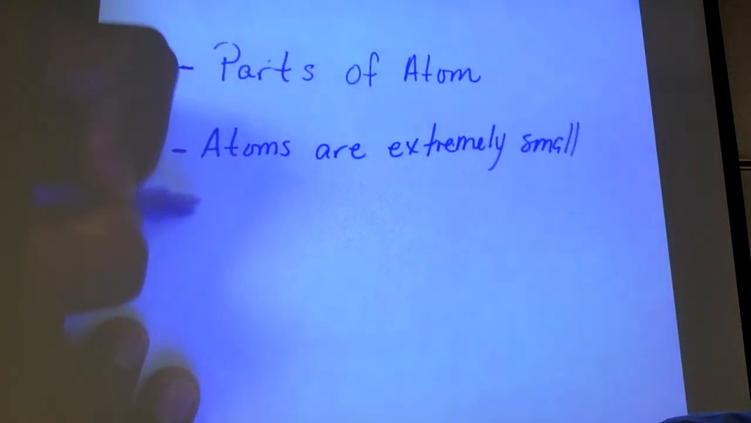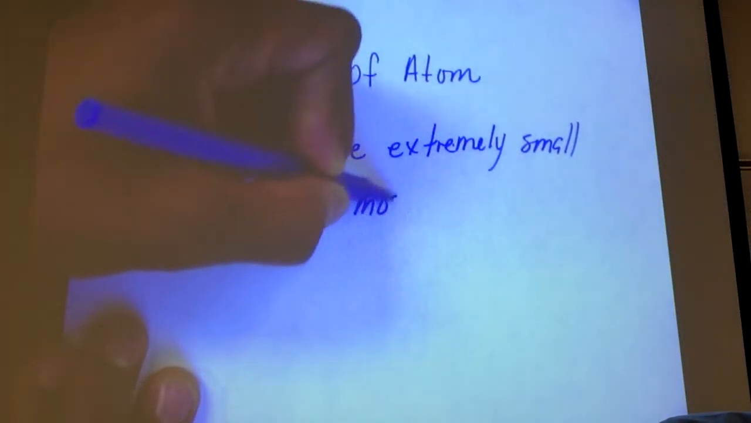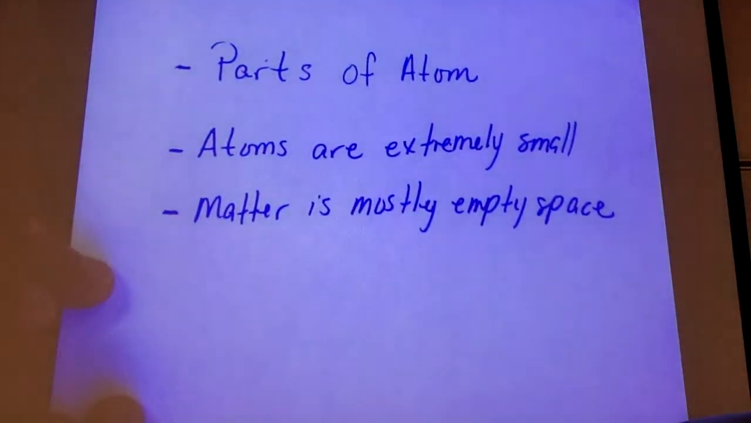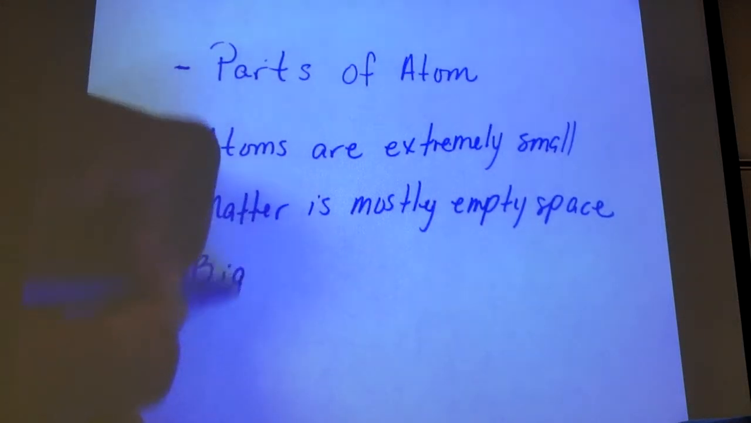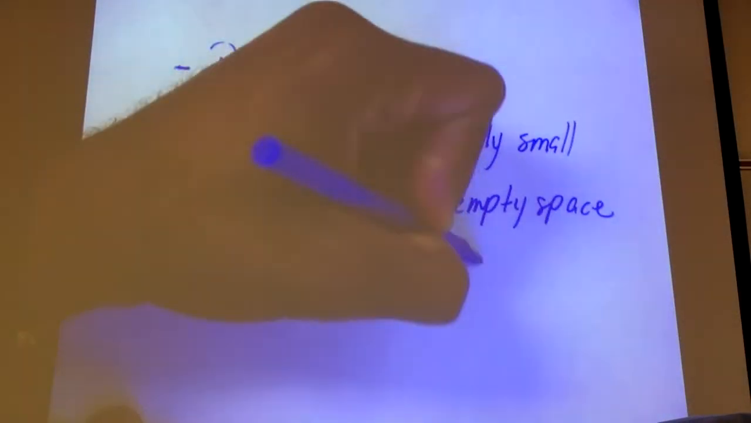So in general, matter is mostly empty space. Okay? So matter is mostly empty space. And then I would say the third idea is this whole idea of big and small being very relative. Big and small are relative terms.